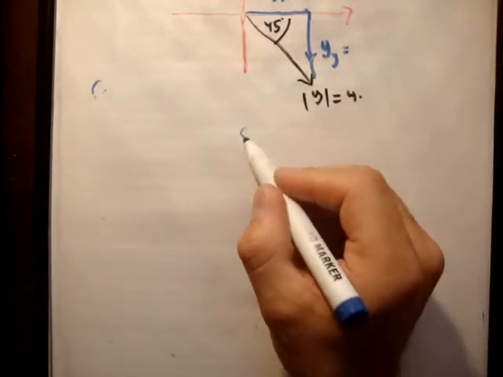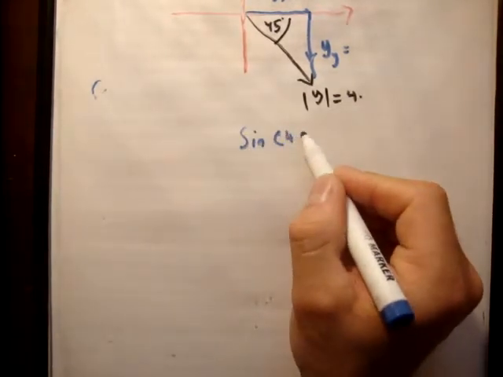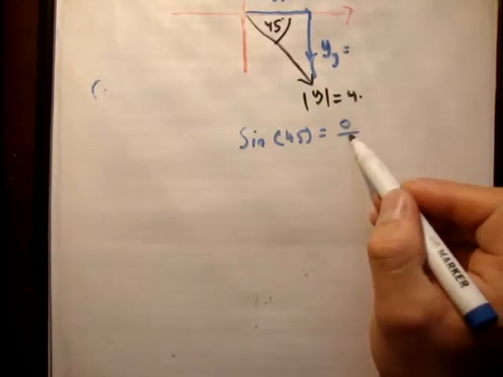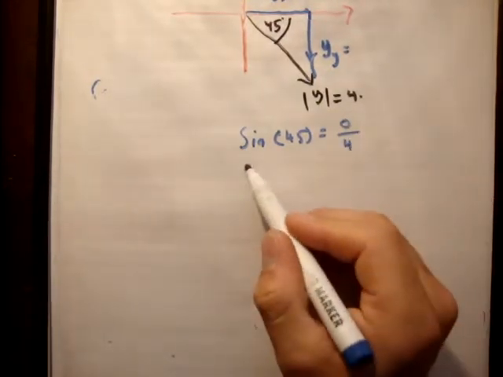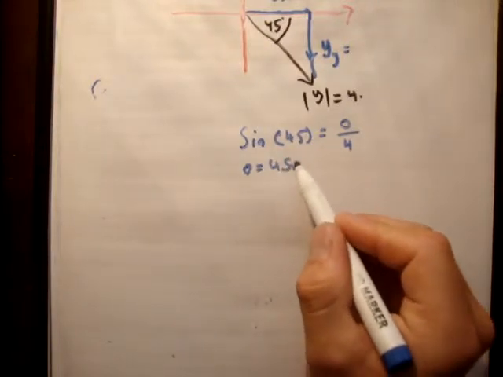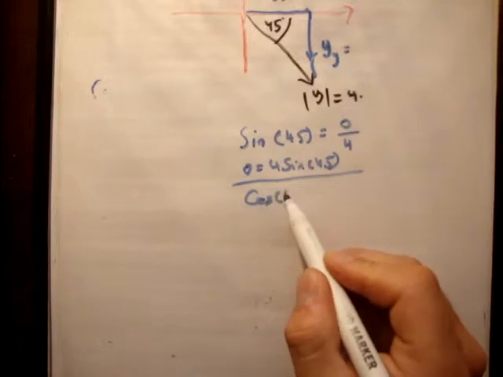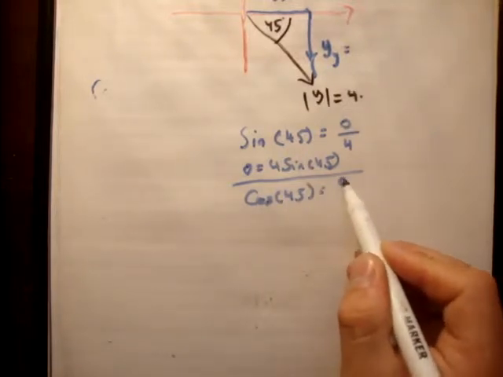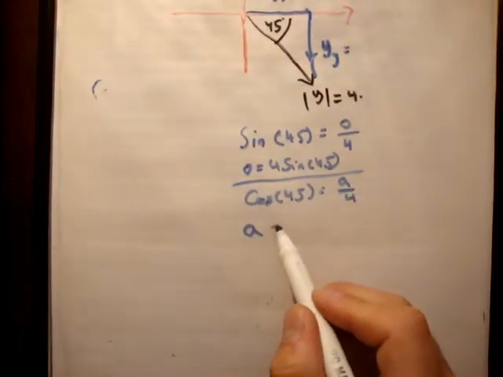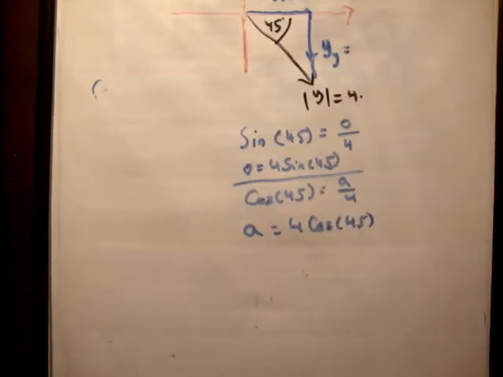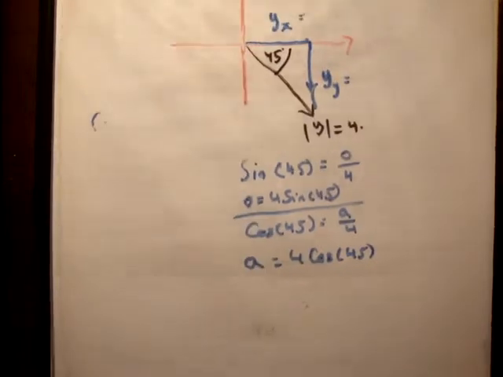What's the harm? So sine of 45 is equal to the opposite over the hypotenuse, which is 4. Therefore, the opposite is equal to 4 sine 45. Similarly, cosine of 45 is equal to the adjacent over 4. Therefore, the adjacent is equal to 4 times the cos of 45. So we just plug those in.